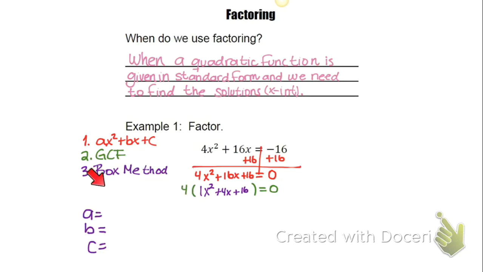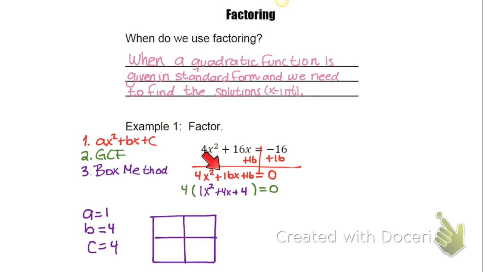Okay, so we need to identify a, b, and c from what we have inside of the parentheses. A is the number in front of x squared, which is 1. B is in front of x, so 4. And then c is a constant. Oops, instead of writing a 4, I wrote a 16, but remember that we are dividing. So we're going to write c equals 4. All right, now let's go ahead and set up our box. Ax squared, which is 1x squared, goes in this box. C, which is 4, goes in this box.